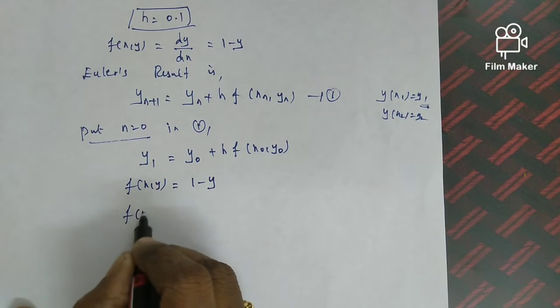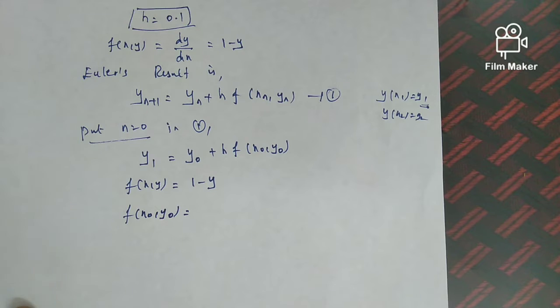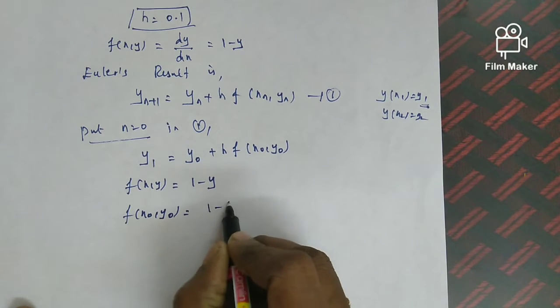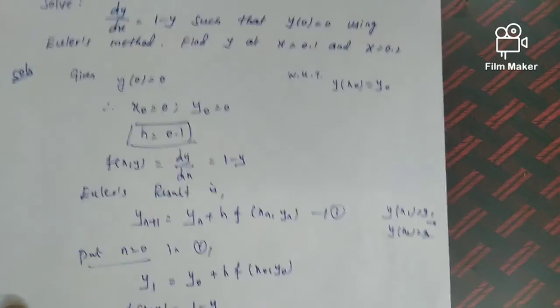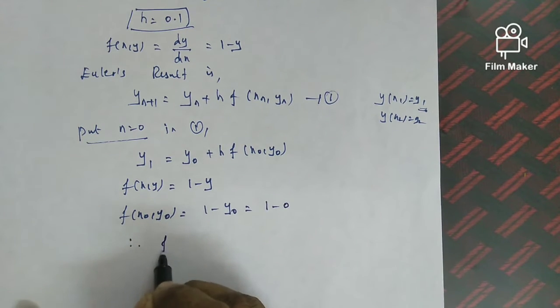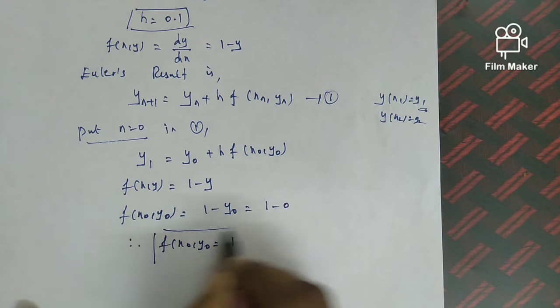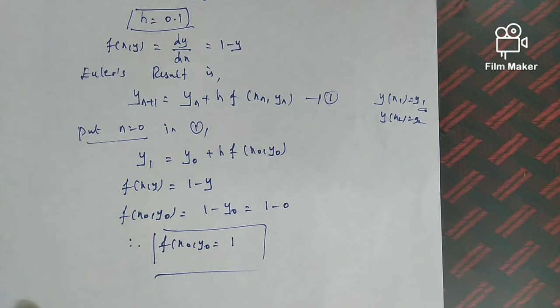F of x naught, y naught is equal to, wherever x is there you have to make it x naught, y is there you have to make it y naught. Here only y, so 1 minus y naught. What is our given y naught? Given y naught is 0. So which is equal to what? 1 minus 0. Therefore f of x naught, y naught value is 1.